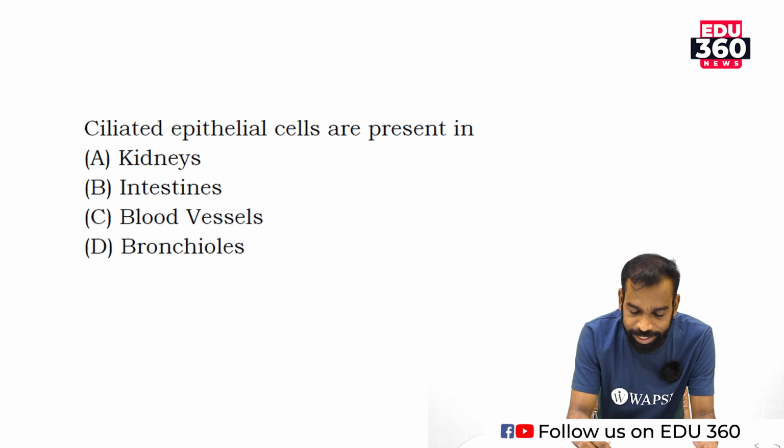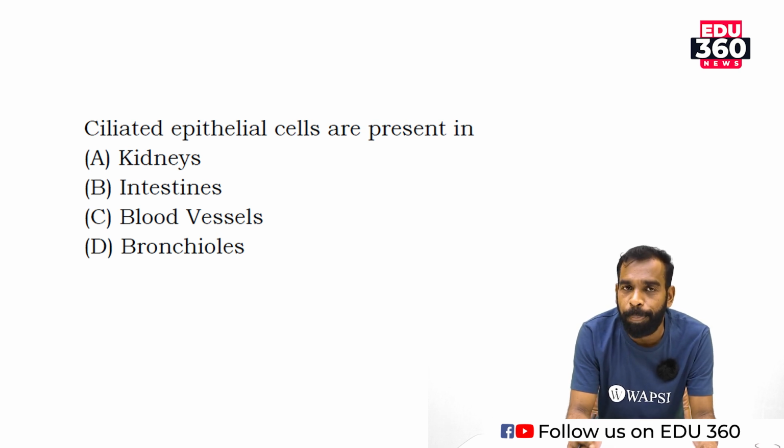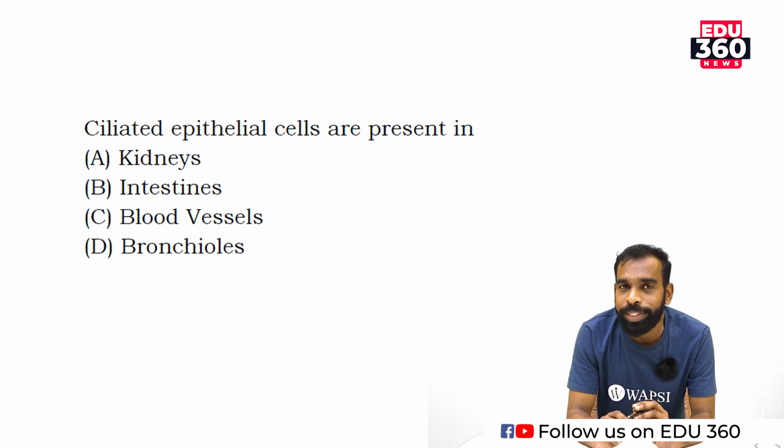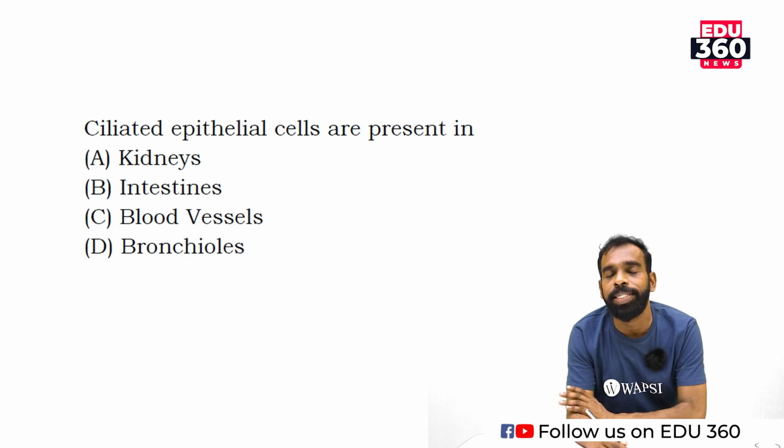Ciliated epithelial cells are present in which of these? Epithelial cells can be categorized into two types. If the epithelial cell is cuboidal or columnar, and its free surface bears cilia, it is termed ciliated epithelium. So ciliated epithelium is present in the bronchioles region.